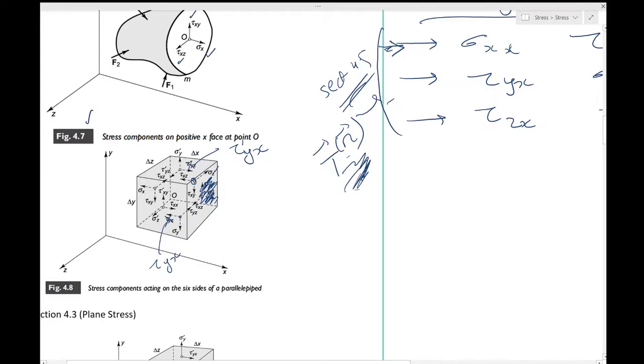So this is wrong clearly, right? So this symbol must be tau, y and on the z. So it must be zy. And similarly, this particular symbol must be zx. This must be tau zx.